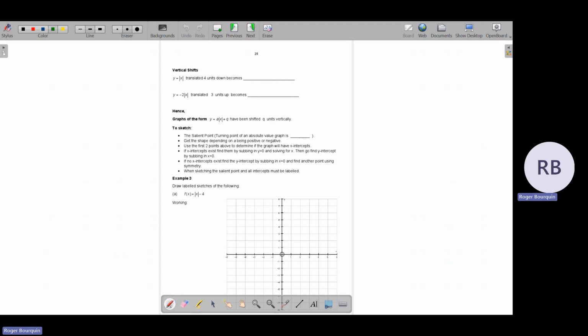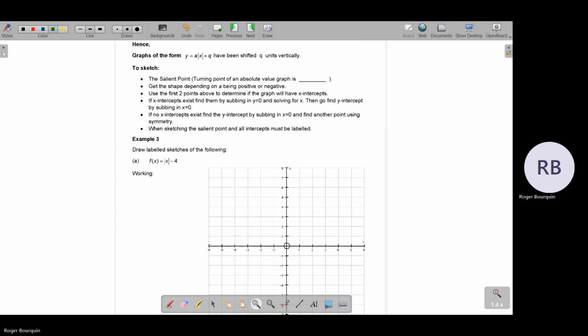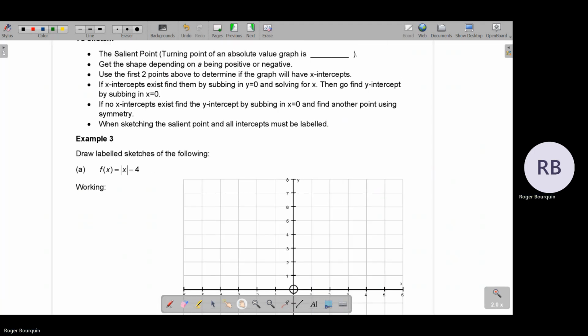So if you move that 4 units down, any graph in the world, what do we say? If we move it 4 down, what's everyone going to become? Minus 4. Y is equal to absolute value of x minus 4.